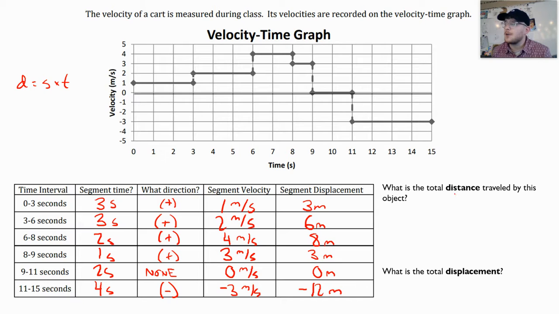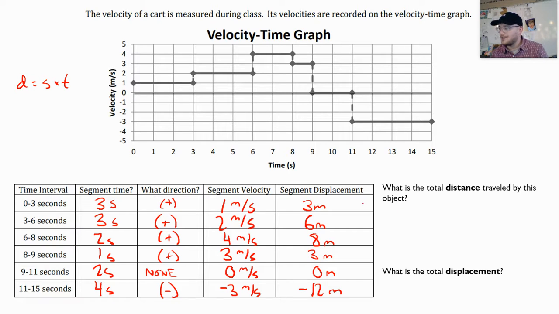Well, if we want to find the total distance traveled by this object, what we're going to do is add up all of these displacements together. We're going to add up the 3, the 6, the 8, the 3, the 0, and the 12. We're going to make that 12 positive. Why? Well, think about it this way. If you went in reverse in your car for 3 miles, did you travel a distance? Yeah, you went 3 miles. You went backwards, but you still went some sort of distance.